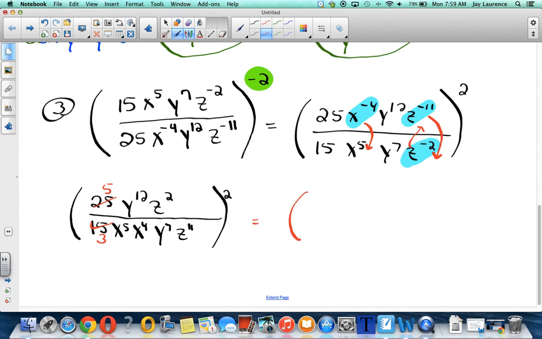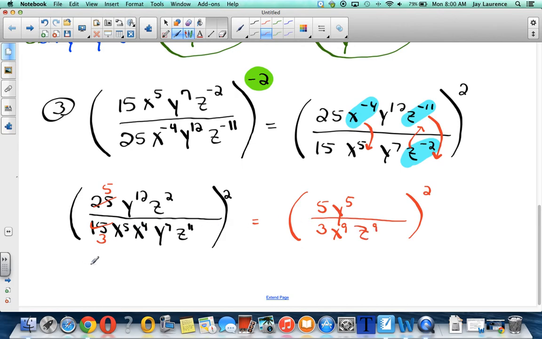Okay, so let's see what I'm going to get here. So I know I'm going to have a 5 and a 3. Now I've got a y to the 12th over a y to the 7th. Wouldn't that be y to the 5th? Right? I've got x to the 5th times x to the 4th. That'll be x to the 9th. And then z squared over z to the 11th. That'll be z to the 9th, but won't it be in the denominator?